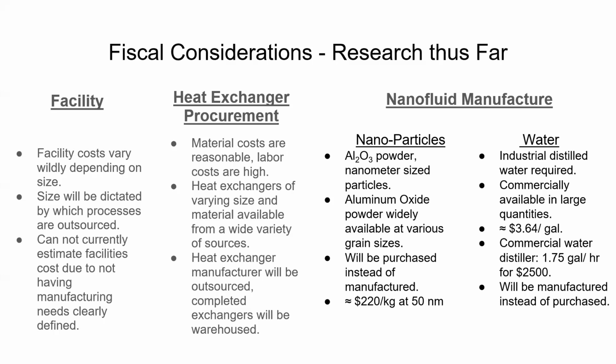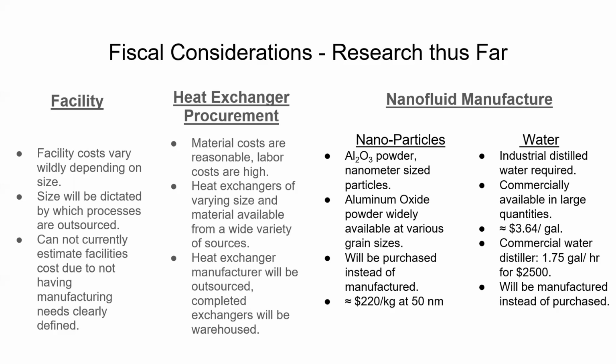I next looked into heat exchanger procurement or manufacture, and quickly realized that while material costs aren't a huge obstacle, labor costs are very high in Southern California. With a little bit of research, I found a lot of companies offering heat exchangers of all types, sizes, and materials. So right now it looks like we'll be getting the manufacture of the heat exchangers outsourced and just storing completed heat exchangers to combine with our nanofluid.